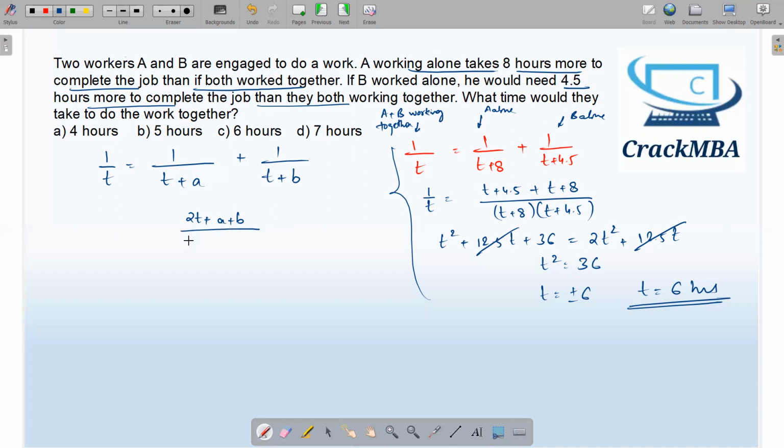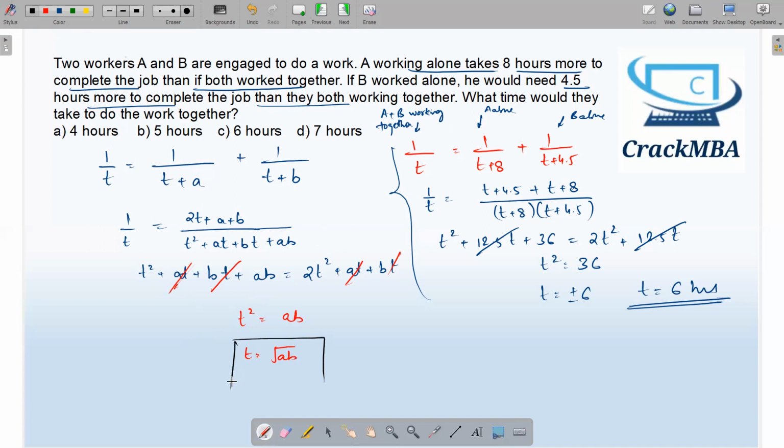And in the denominator, I will get T square plus AT plus BT plus AB. And in the LHS, I will get 1 by T. Cross multiplying this, T square plus AT plus BT plus AB is equal to 2T square plus AT plus BT. From here, AT and BT get cancelled, and I get T square is equal to AB, T is equal to root AB. This is my shortcut formula.